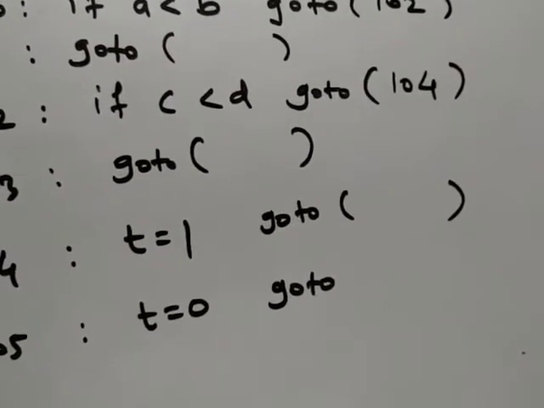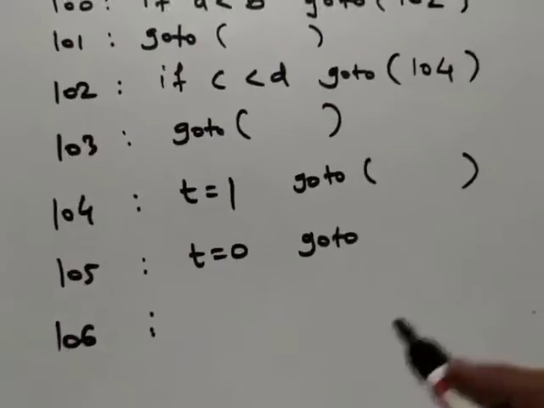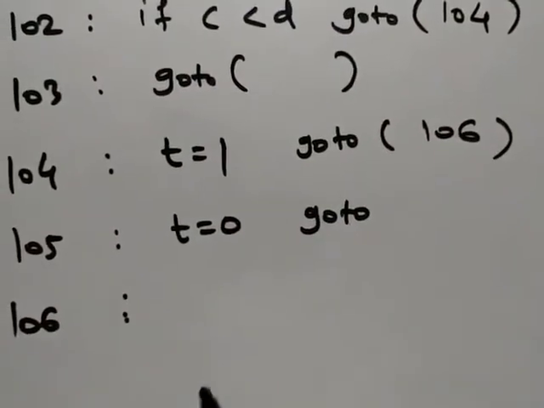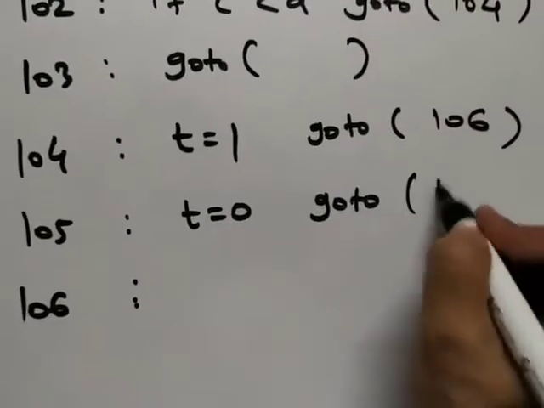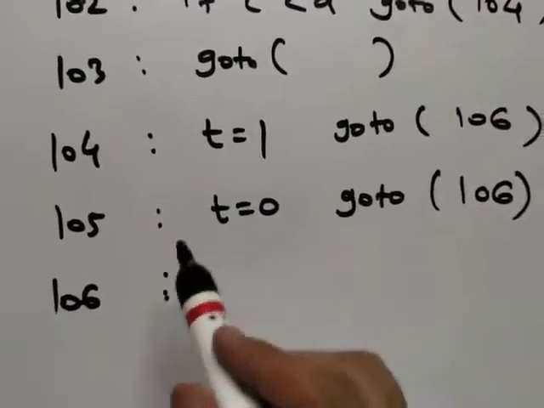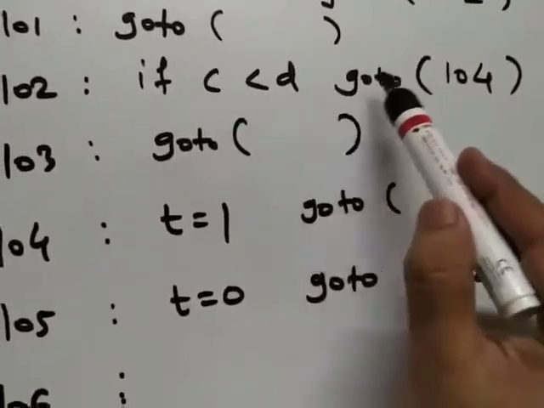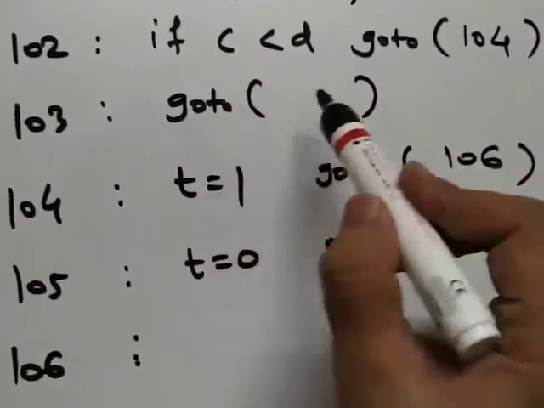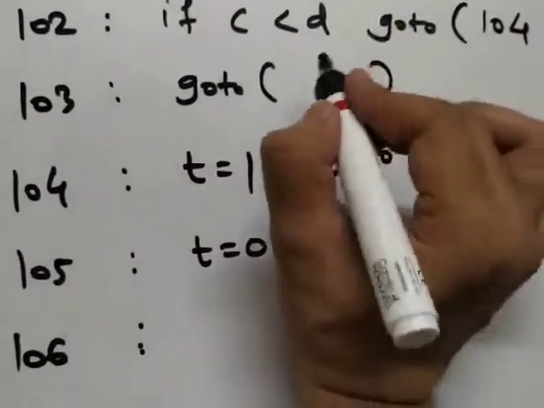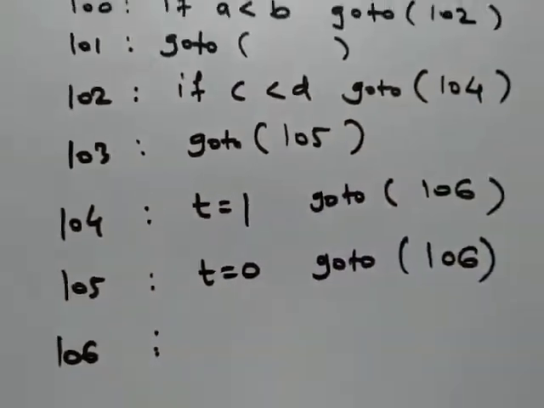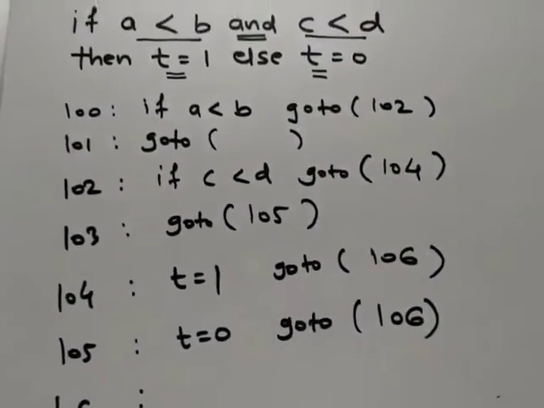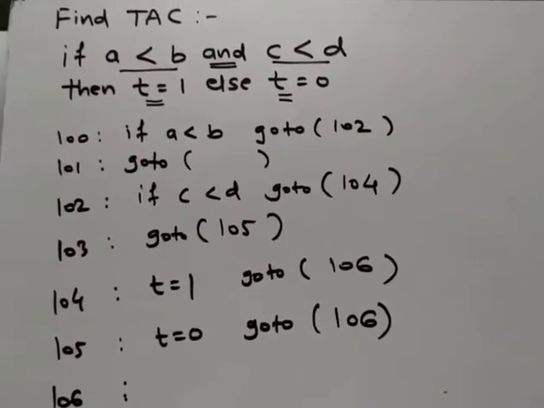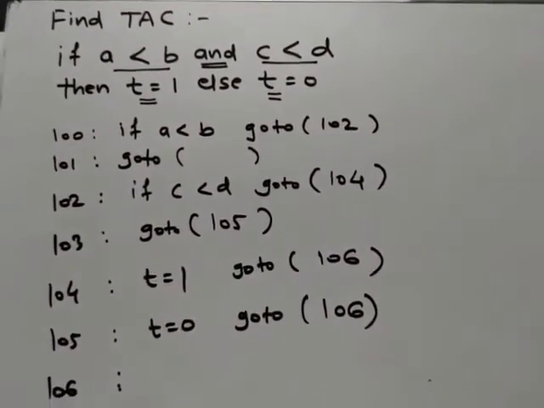So 106 will be the next statement, and when t equal to 1 is evaluated, I will go to next statement after if block, and when t equal to 0, again I will go to the 106. Now when c less than d is true, go to the 104, t equal to 1. When c less than d is false, it will execute the t equal to 0, that is present at 105. So in this way you can create the TAC for expression having a relational operator as well as some Boolean operators or logical operators.